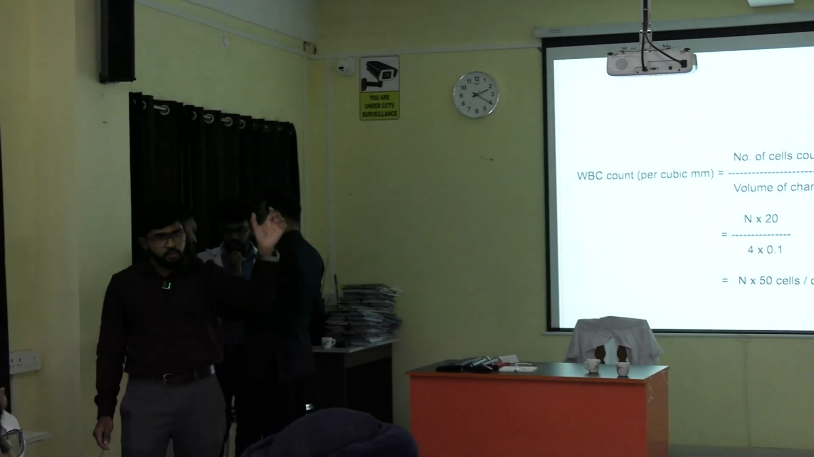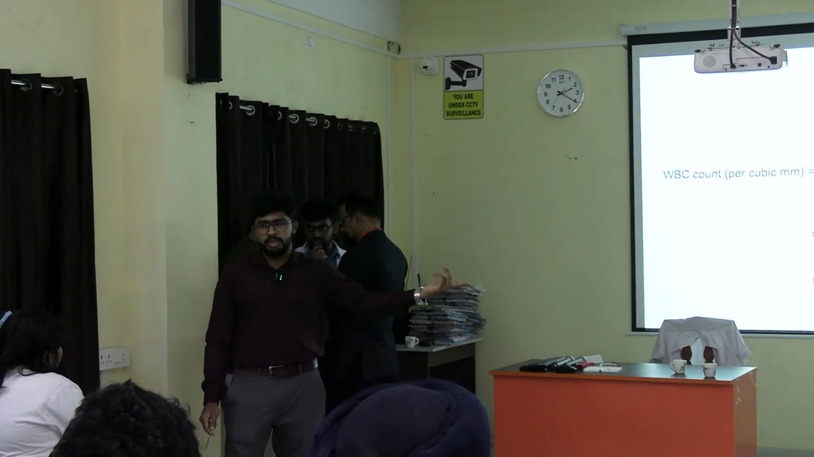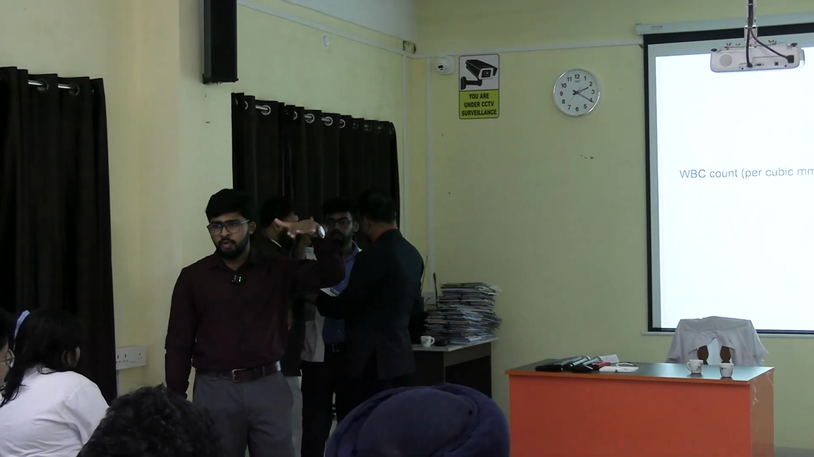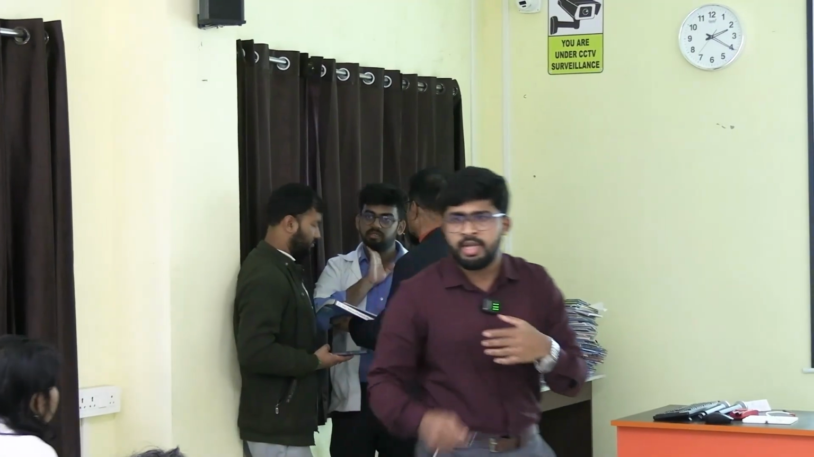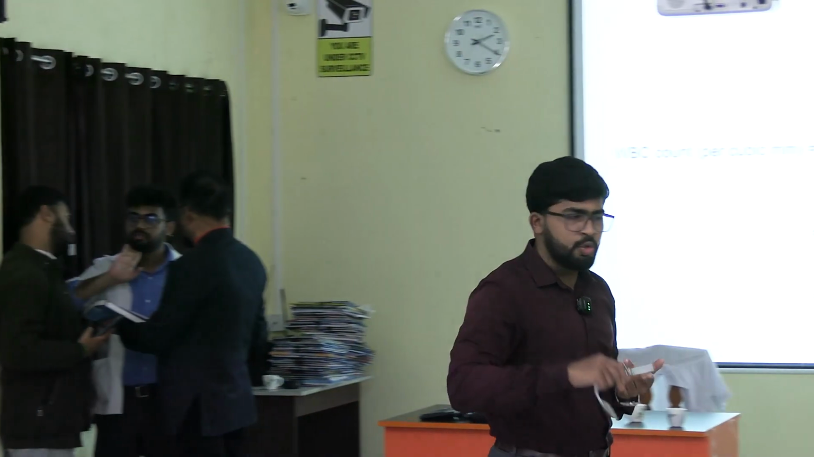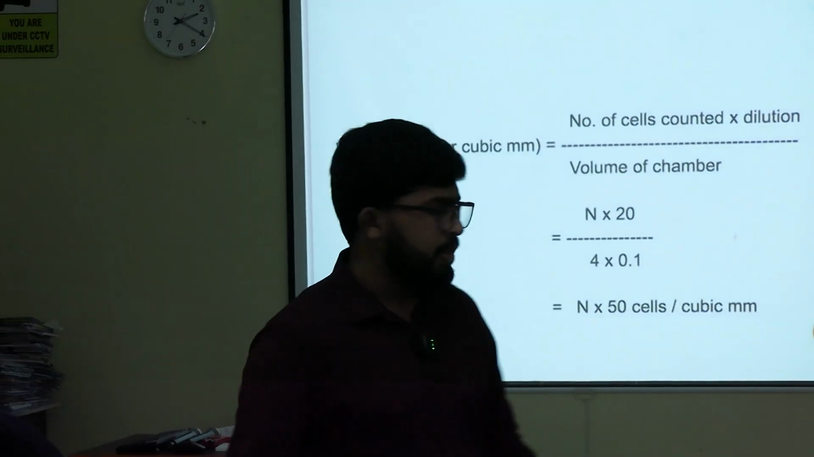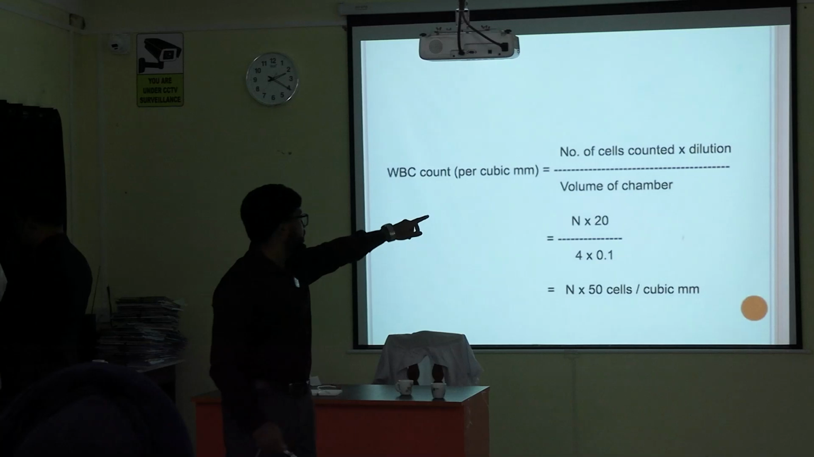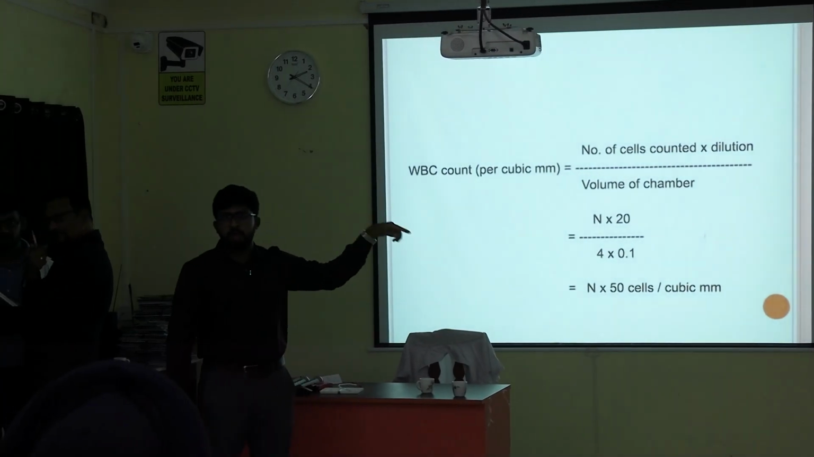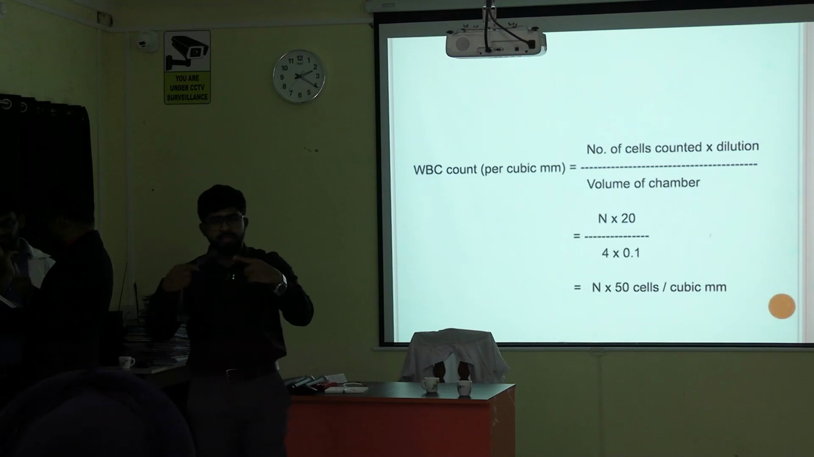So basically 0.4 cubic mm contains n number of cells, 1 cubic mm contains n by 0.4 number of cells, and since you have diluted the blood till 20, it comes up to be n by 0.4 into 20. Very simple, okay? And finally it comes up to be n into 50. But try to remember the formula, okay?